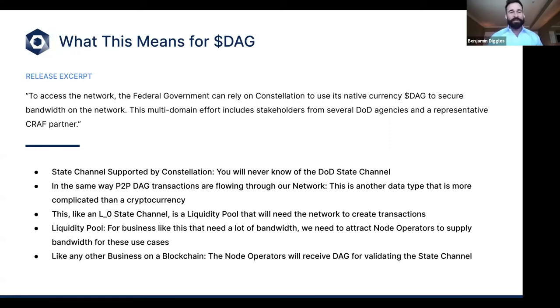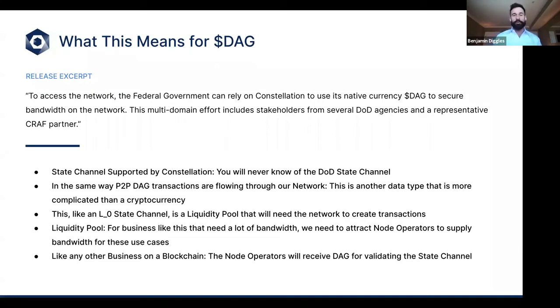But to that point, in the same way that peer-to-peer DAG transactions are flowing through our network, this is another data type that is more complicated than just a basic cryptocurrency. Again, going back to the different aspects of the state channel that need to be validated. So this, like as L0 state channel, is a liquidity pool that will need the network to create transactions.